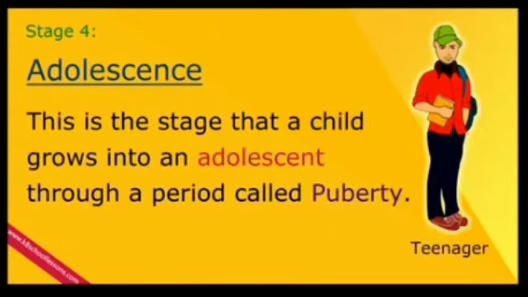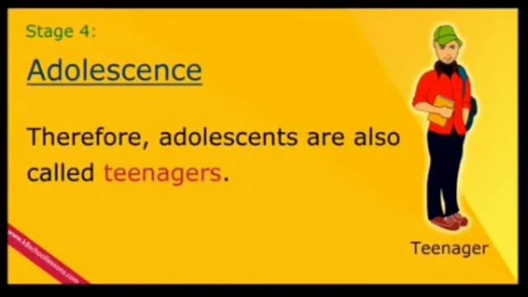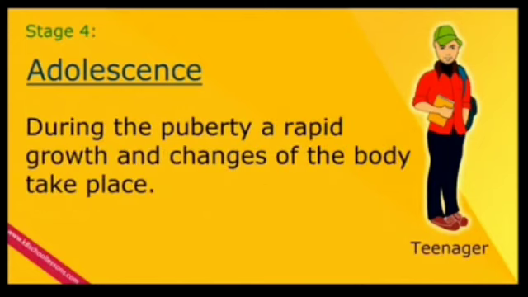Then adolescence: this is the stage in which a child grows into an adolescent through a period called puberty, as I have told just now. It usually takes place in the child's teenage years, starting from 13 years up to 19 years. Therefore adolescents are also called teenagers. In some girls and boys, puberty takes place at the age of 10, 11 and 12 too. That is early adolescence, and during puberty a rapid growth and changes of the body take place.